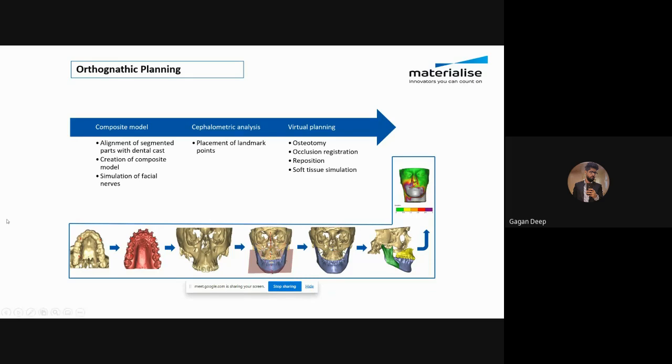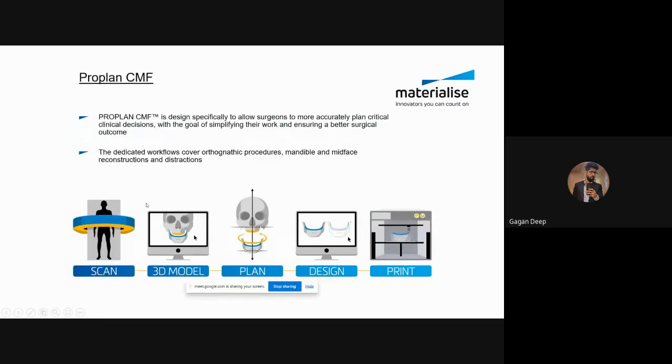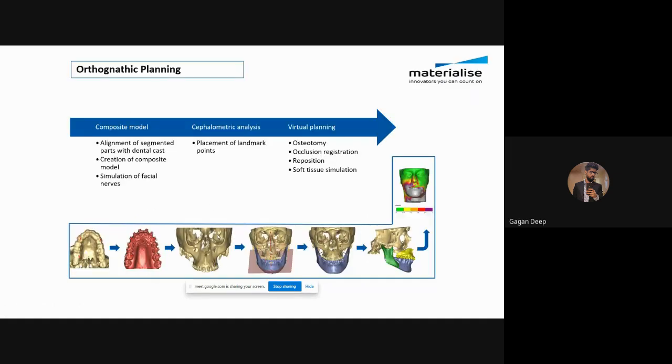This process starts with a composite model, as I've explained in this slide. First we have a CBCT. You can import that CBCT into a software called Mimics, where you can convert the 2D file into a 3D model. Once you have the 3D model, you can import it into the ProPlan software, and this is how it starts. First is the composite model. What you can do here is combine your 3D model from the CBCT and your scanned model, from either your intraoral scanner or impression scanner. You can superimpose both the models and create a composite model out of that.